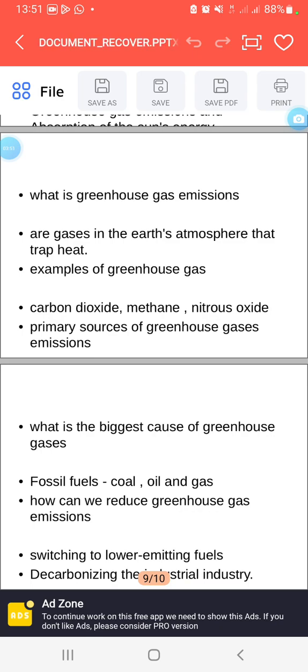Primary sources of greenhouse gases, it does not appear, but it's fossil fuels, which are coal, oil, and what else? Okay. What is the biggest cause of greenhouse gases? Fossil fuels: coal, oil, and gas. How can we reduce greenhouse gas emissions? Switching to lower emitting fuels, decarbonizing the industrial sector. Thank you.